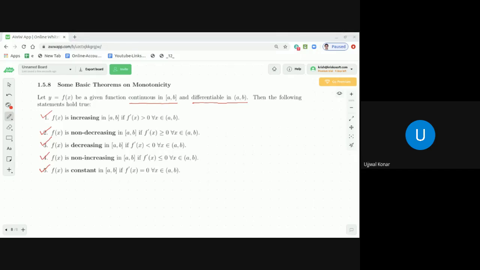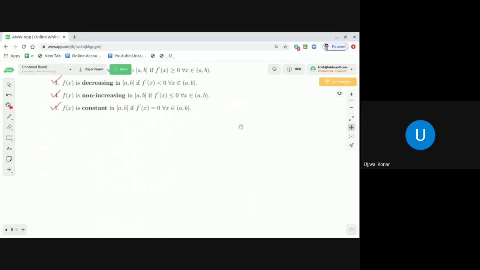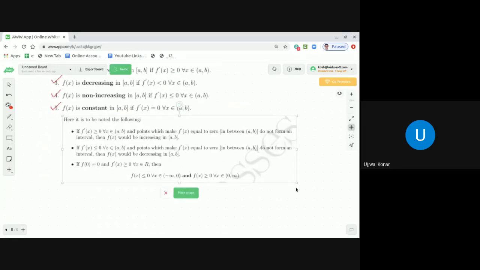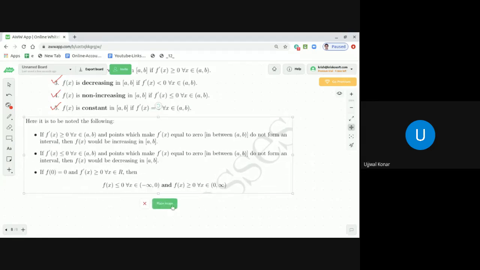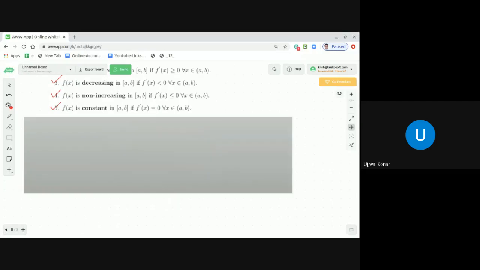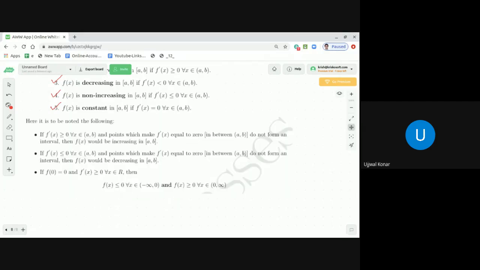Now, from here we can say a few more things. What are those few more things? Let me show you one by one, and then you'll understand. The first point I'm going to say is, let me show you the first three points, then let me explain them. So here it is to be noted the following, dear students.